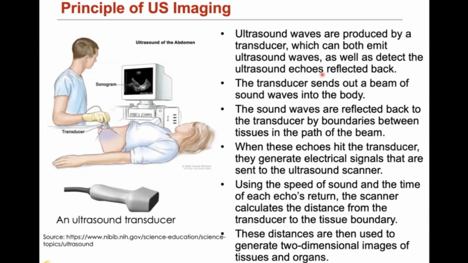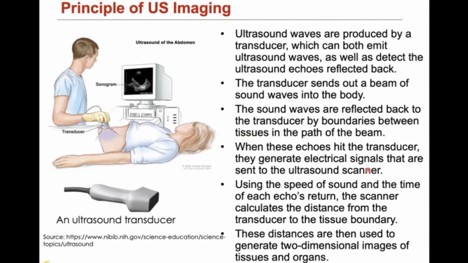The ultrasound waves emitted from the transducer are transmitted into the body. The sound waves are reflected back to the transducer by boundaries between tissues in the path of the beam. When these echoes hit the transducer, they generate electrical signals, which are sent to the ultrasound scanner to generate the image.